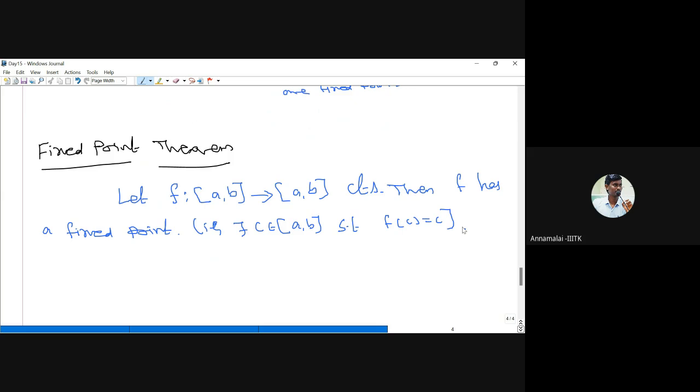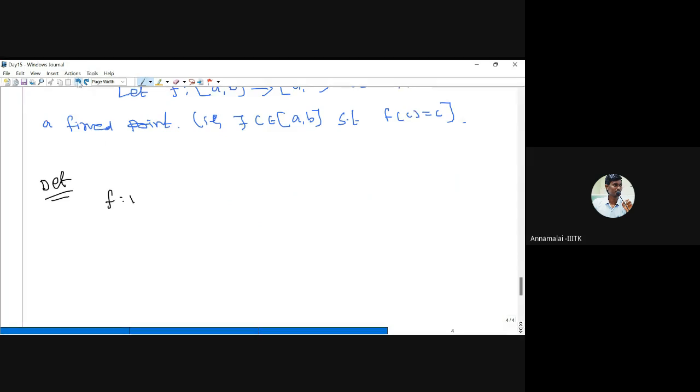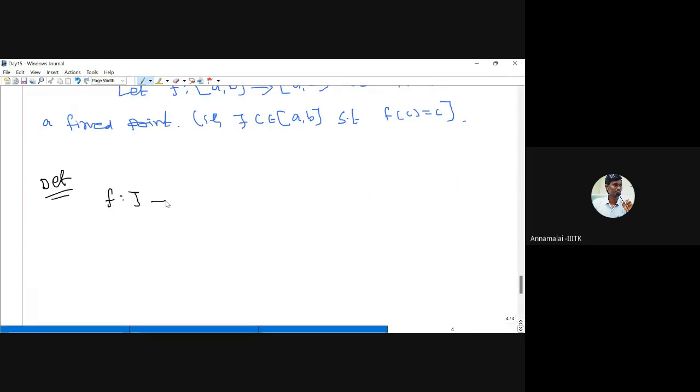Now, another theorem: the Weierstrass theorem. We already found that if you take any continuous function, the function should be bounded. So when do we say a function is a bounded function? Definition: suppose we have a function f from R to R, or J to R. We say that f is bounded.